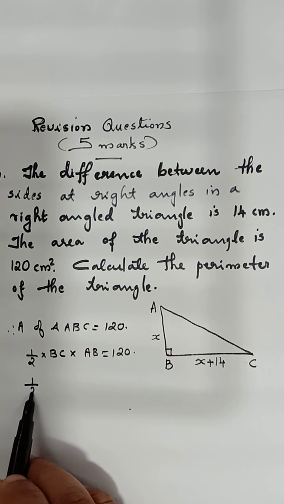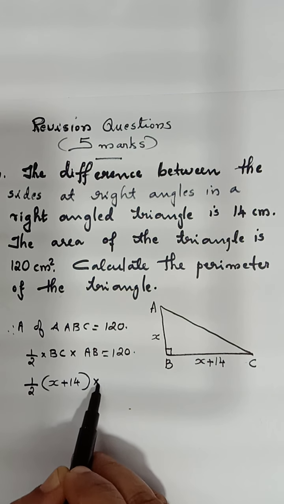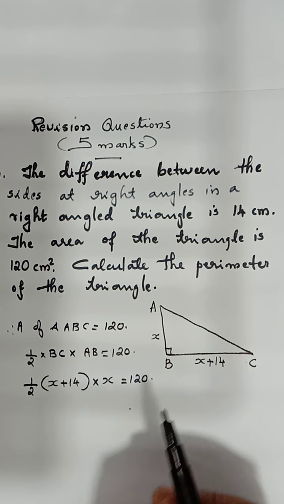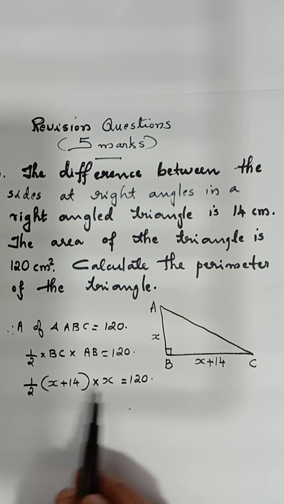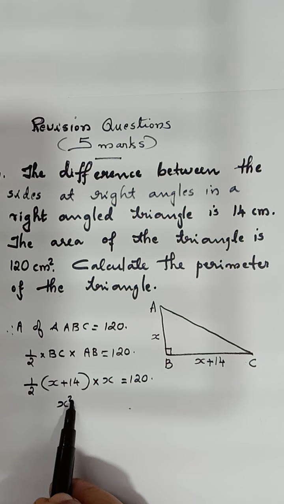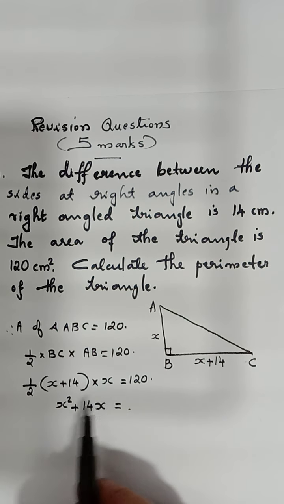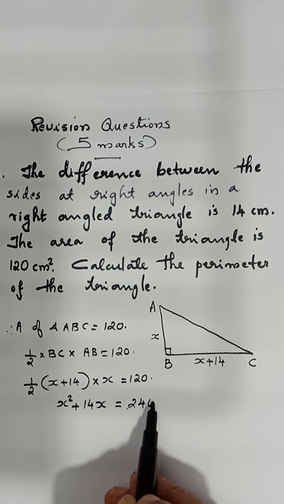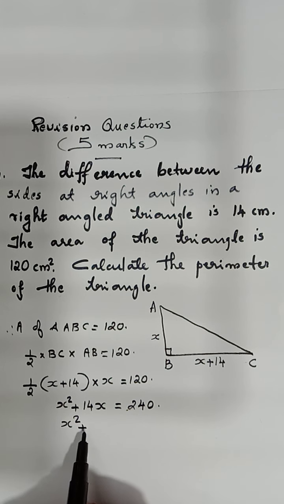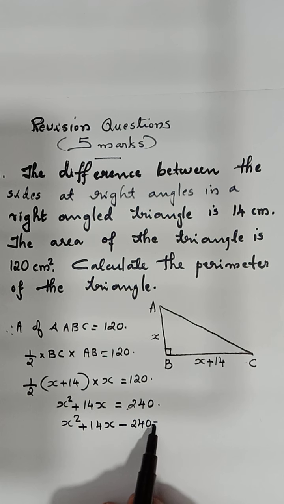Let us substitute: half into BC is x plus 14, into AB is x, that's equal to 120. 2 can be taken on the other side. We will open x into x is x square plus 14x, that is equal to 120 into 2 is 240. Okay. Now this is a quadratic equation: x square plus 14x minus 240 equal to 0.